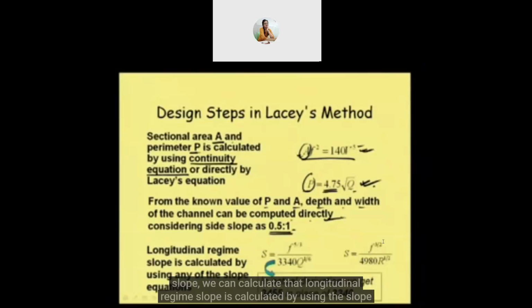And that regime slope we can calculate, that longitudinal regime slope is calculated by using the slope equation. S is equal to f to the power 5 by 3. Again, it is a function of f, that is the silt factor. f to the power 5 by 3 divided by 3340 q to the power 1/6.